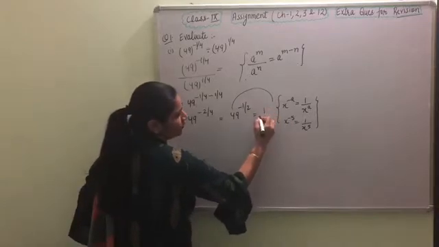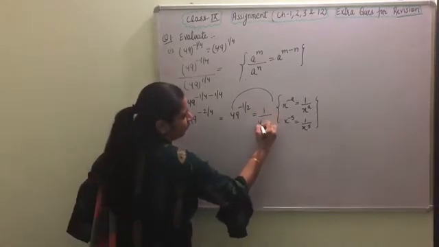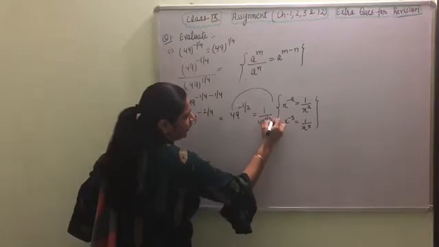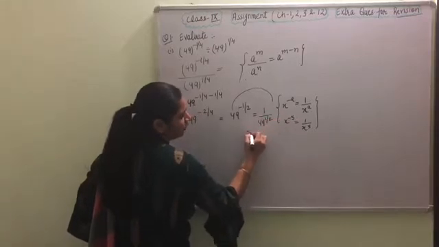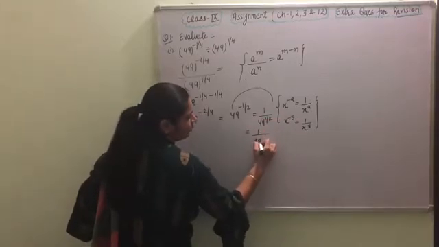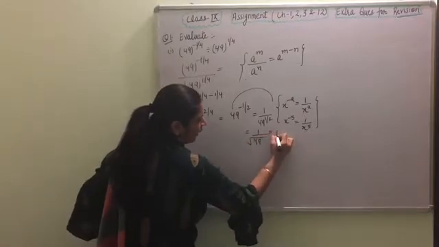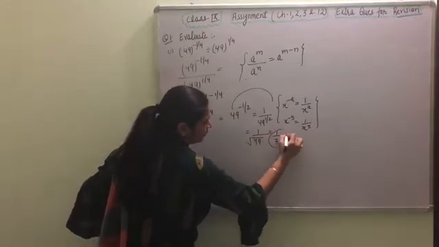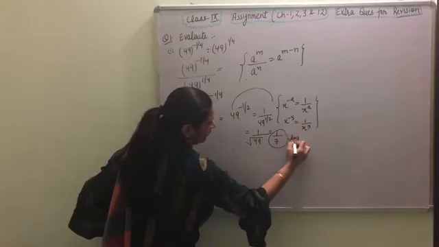It will give us 1 upon 49 raised to the power 1 by 2. 1 by 2 means root. So 1 by root 49. Root 49 is 7. So the final answer is 1 by 7.